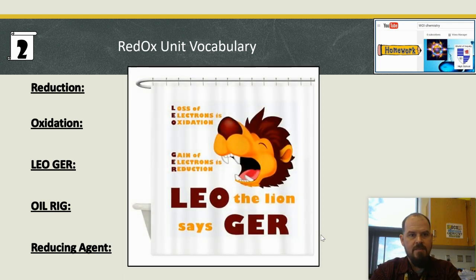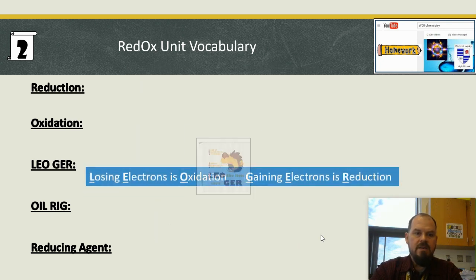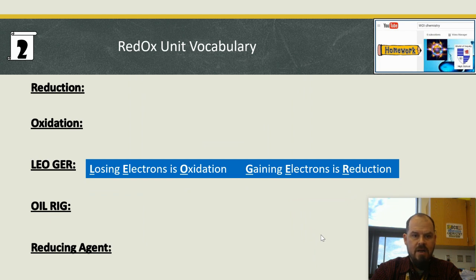LEO says GER. This can be the acronym you choose if you'd like. I'm an OIL RIG guy. You choose. There's 2 of them. I don't care which one you pick. They're both on the front of your packet. LEO stands for loss of electron, or losing electrons is oxidation. That's LEO. GER, gaining electrons is reduction.